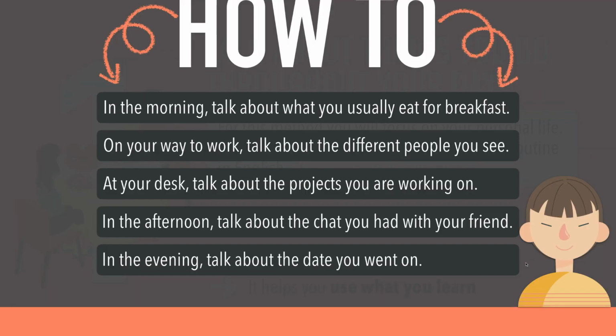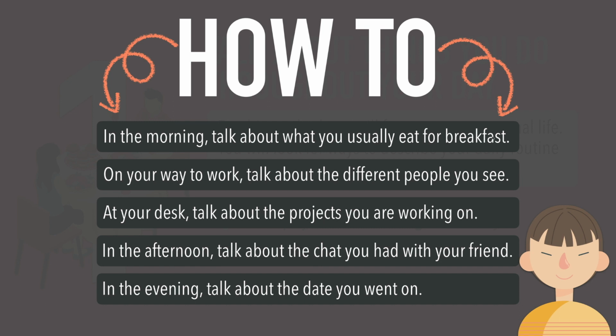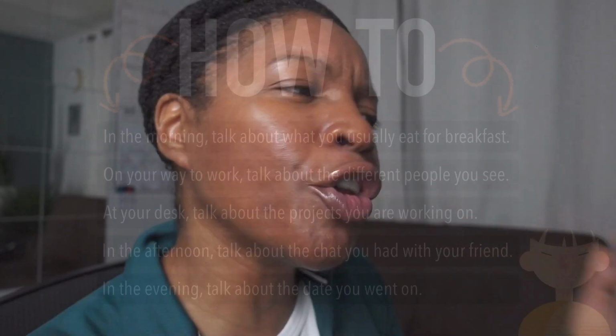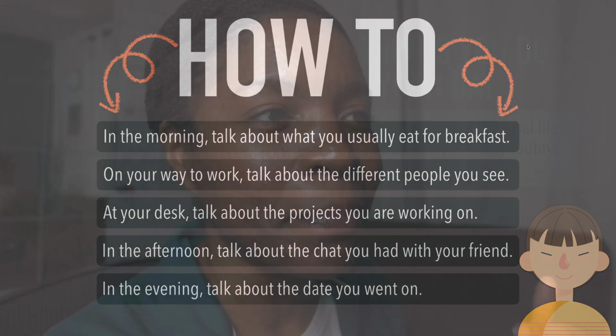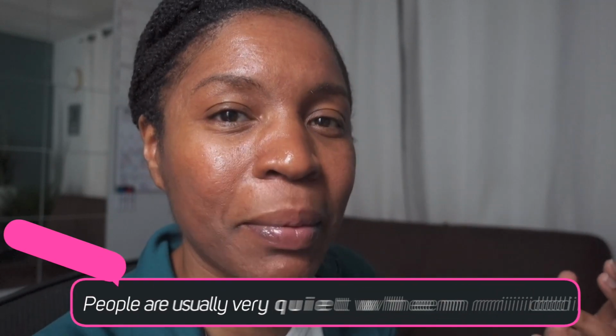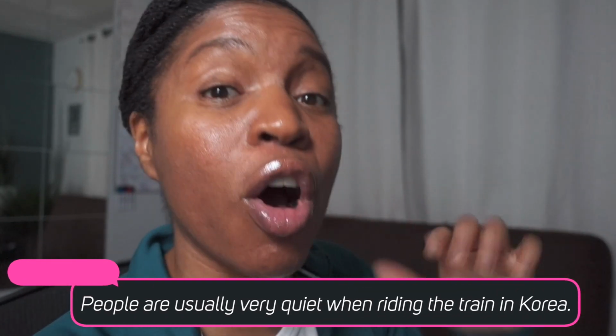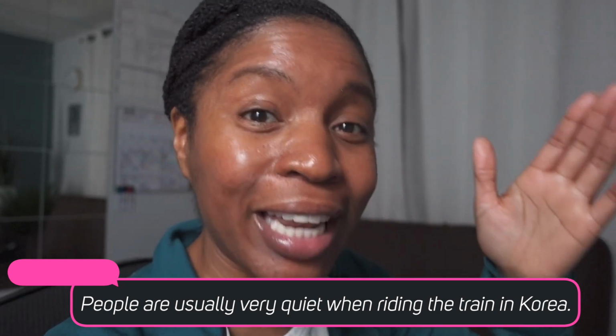Now, how can you do this? So in the morning, talk about what you usually eat for breakfast. Like I mentioned, I eat oatmeal for breakfast, usually on a regular basis. Then you can say, let's say on your way to work, talk about the different people you see. I just spoke with one of my good friends who lives in Korea, and she was telling me about some individuals she saw on the bus while she was riding to work. Okay? Or at your desk.